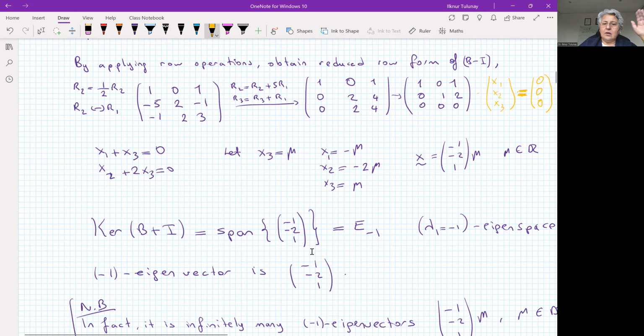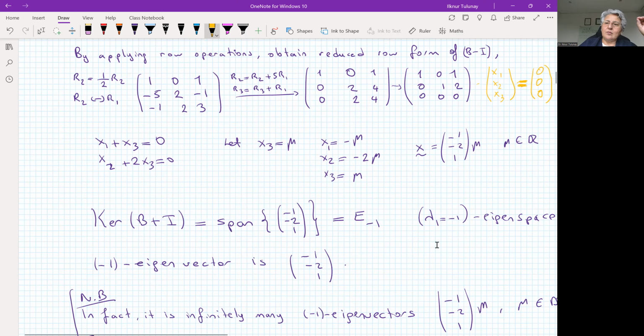Now, as a matter of fact, every vector in this space, this is a vector space, so it has infinitely many vectors in it. Every vector in that vector space is an eigenvector corresponding to eigenvalue minus 1. But we can always choose from infinitely many vectors of it because we are multiplying by mu. You can change it to anything that you like. So there are infinitely many choices as well.